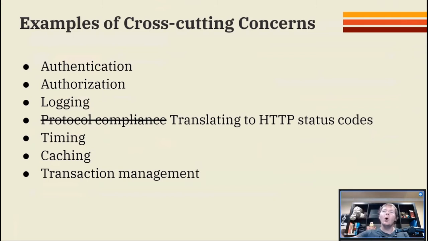Now, if you notice, I have protocol compliance crossed out here and instead I have translating to HTTP status codes. I did this on purpose because I was going to say protocol compliance and then just explain it, but I figured putting this text here would be better because we're dealing with web apps. Web apps speak in HTTP. HTTP is a protocol, and that protocol has rules. So for instance, if somebody's trying to access something that doesn't exist, the protocol dictates you should respond with a 404, and so on. We're going to see some examples of this here in a little bit.